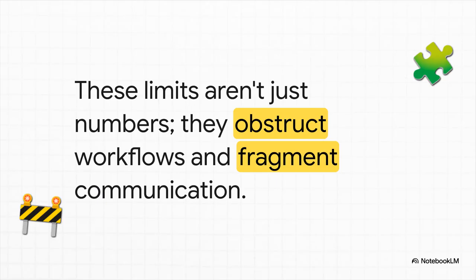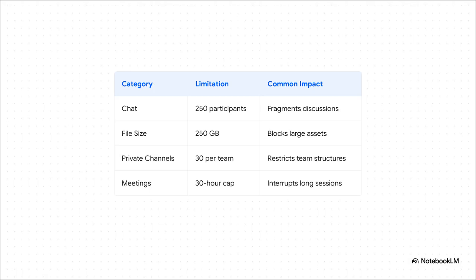So here's the bottom line. It's not just one of these limits. It's how they all add up to create friction. They get in the way of a smooth workflow, they break up important conversations, and they force your team to spend more time managing the tool than actually doing the work. This chart really lays it out. You can see the ones we've talked about, chat, file size, but also others, like a 30-hour limit on meetings, which can be a real pain for long training sessions or workshops. You start to see a clear pattern here, right? These boundaries affect just about everything.